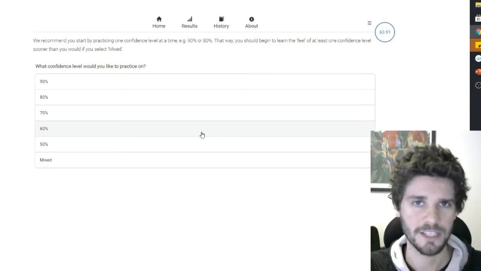Once you've got the idea of this game, I'd actually recommend mixed practice, because even though you get a lower success rate while you're playing, you will end up having higher transfer to other skills. But for now, let's just pick 90%.